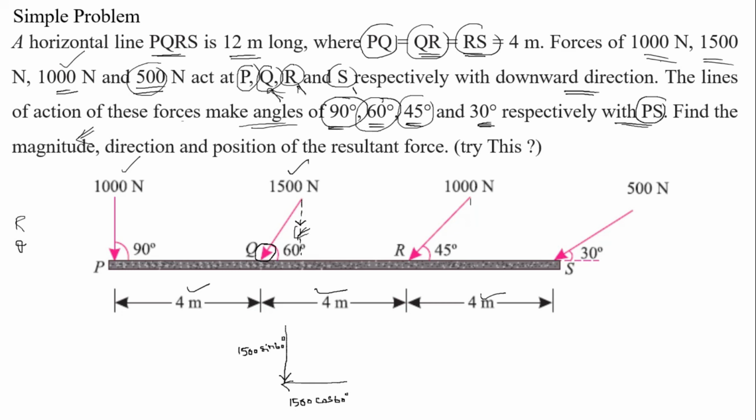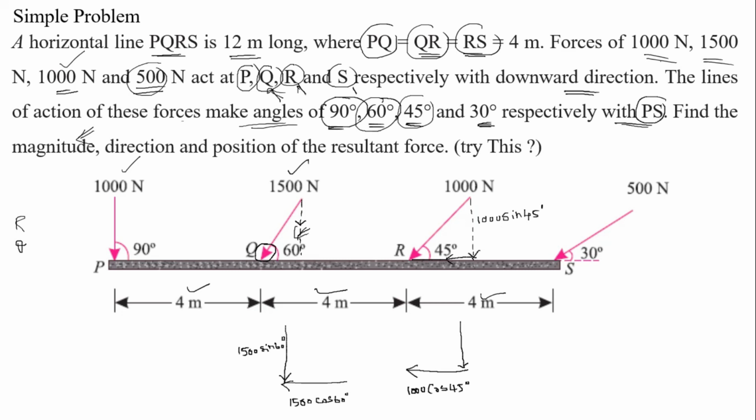Similarly, draw a line vertically with the arrow mark towards downward, and this is the opposite side, so 1000 into sine 45 degrees, and the horizontal force in this direction. So this is the vertical force and this is the horizontal force, so the horizontal force is 1000 into cos 45 degrees.